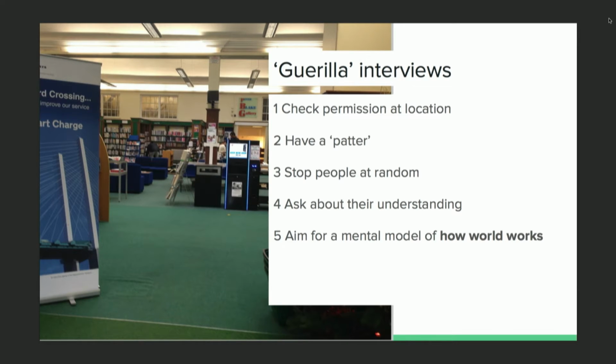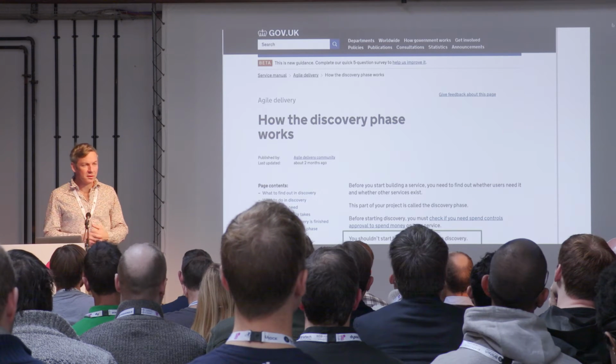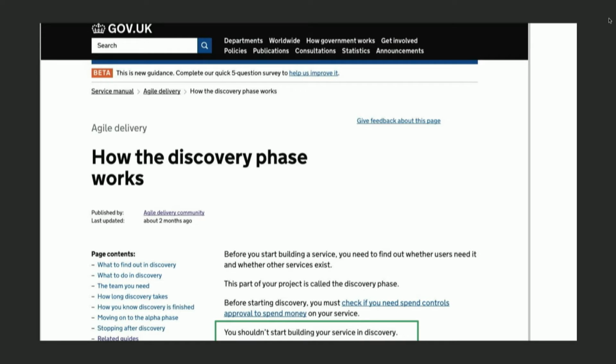And I was asking them about their understanding of how the world works, how, say, driving over this crossing works. That's what I was aiming for, some sense from them of how the world works. Okay. A resource that you can look up that's really quite handy is on the GovUK service manual. It's called the discovery phase. You can check that out, and what you can learn about is this bit at the bottom: you shouldn't start building your service in discovery. So this is a moment to investigate before you build stuff.